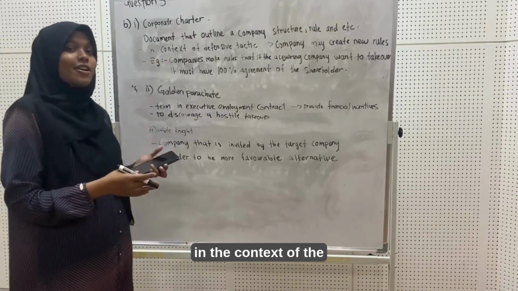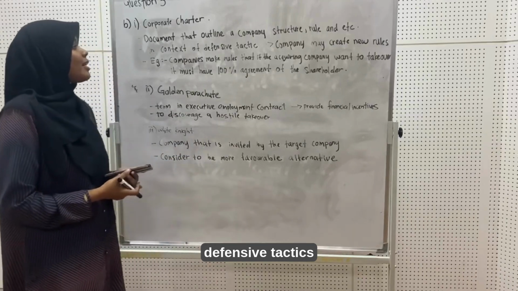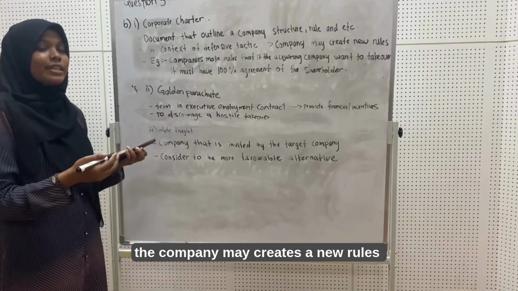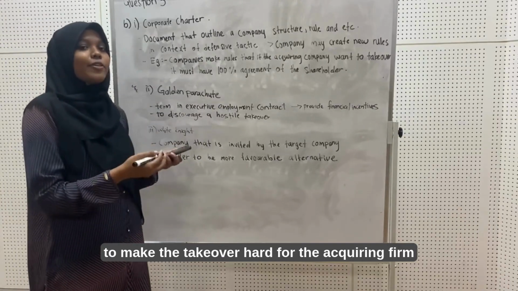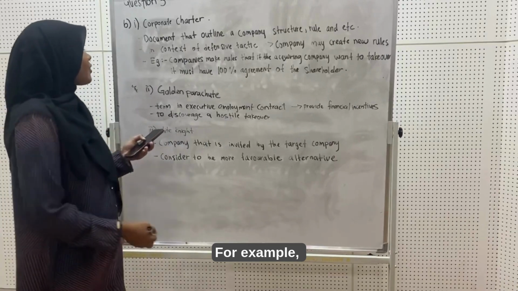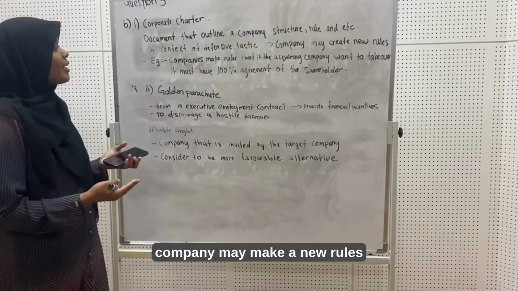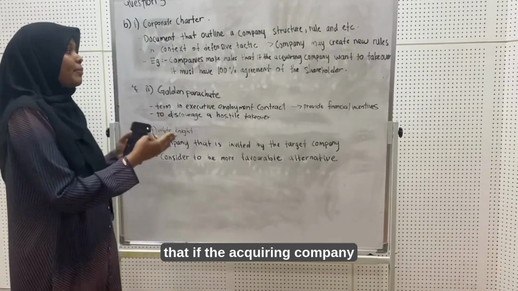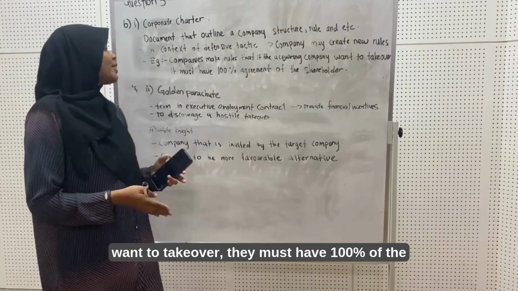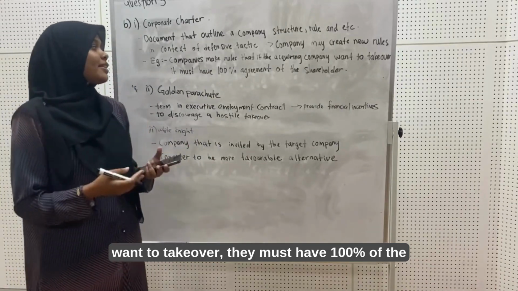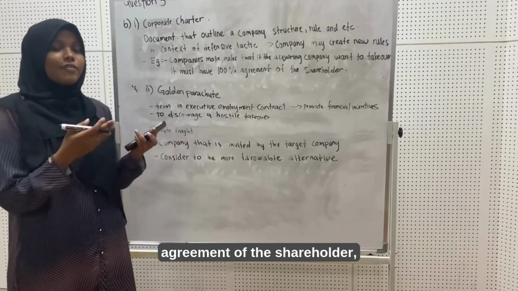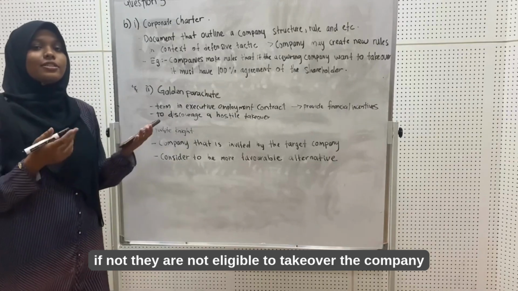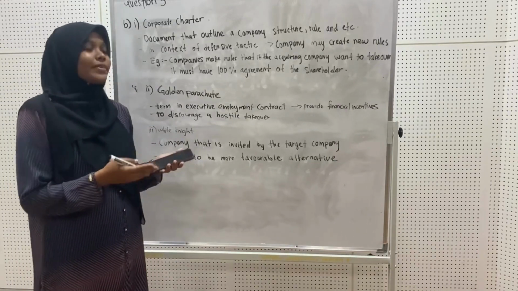In the context of the defensive tactic, the company may create new rules to make the takeover hard for the acquiring firm. For example, the company may make a new rule that if the acquiring company wants to take over, they must have 100% agreement of the shareholders. If not, they are not eligible to take over the company.